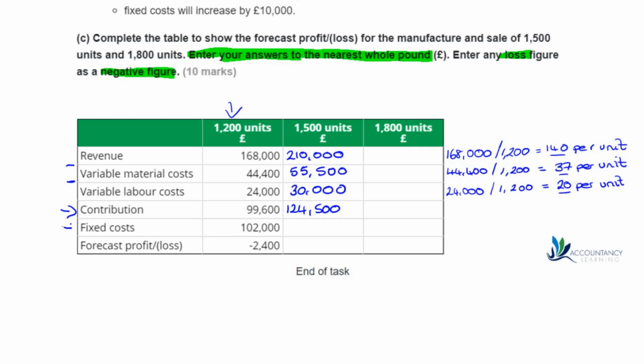Next are fixed costs. So these don't change. So they are going to stay the same. And then we can take the contribution, the total contribution, take off the fixed costs, and that will give us our total profit or loss. So that then shows a profit of 22,500.